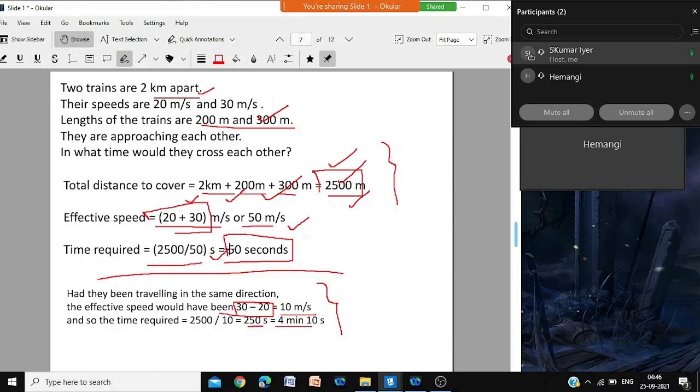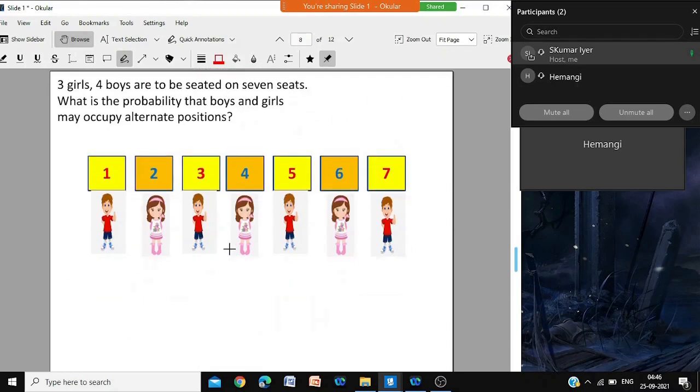Okay, Betty? Yes, sir. Now, 3 girls and 4 boys are to be seated on 7 seats. What is the probability that boys and girls may occupy alternate positions? Now I have shown boys are occupying odd positions 1, 3, 5, 7 and girls are occupying even positions 2, 4, 6.